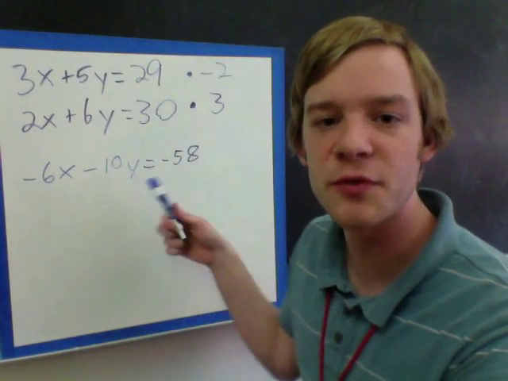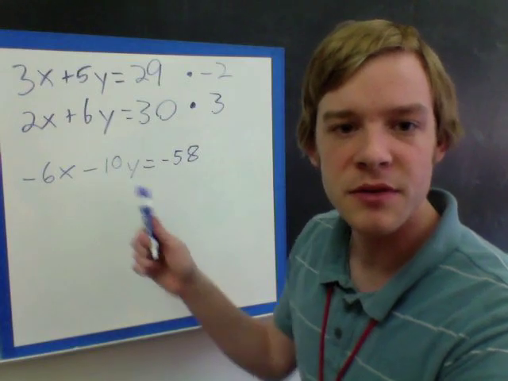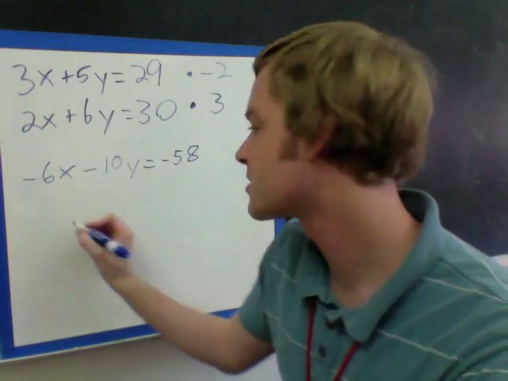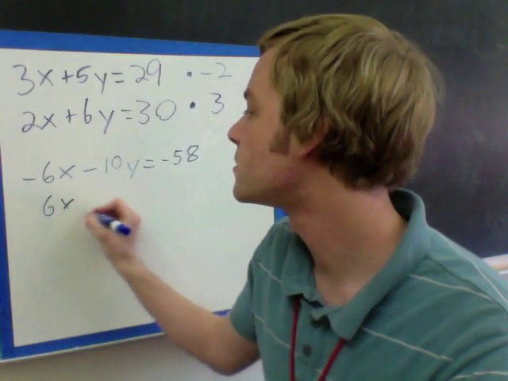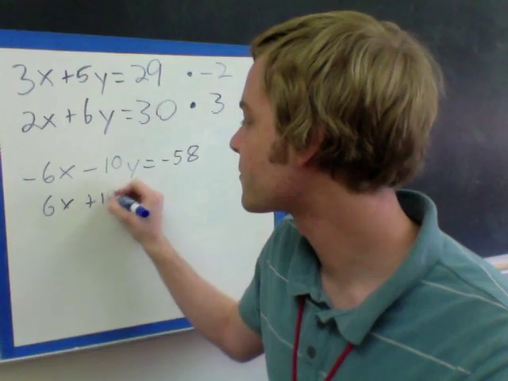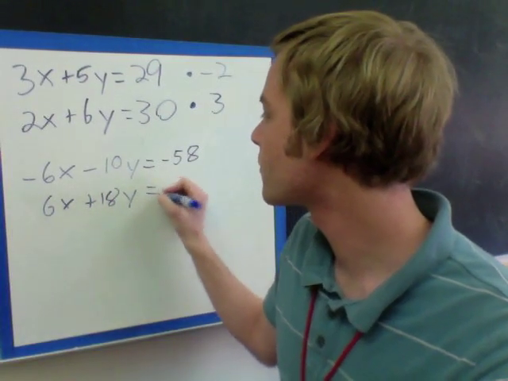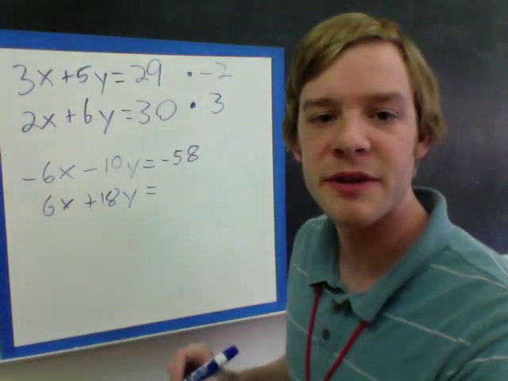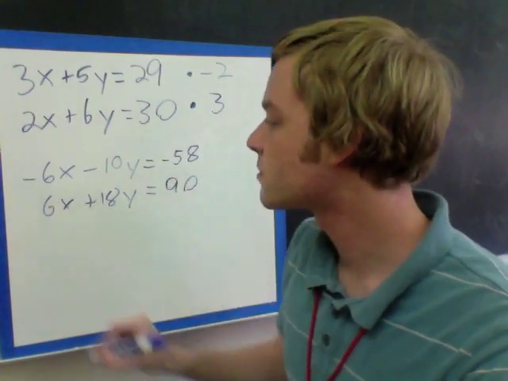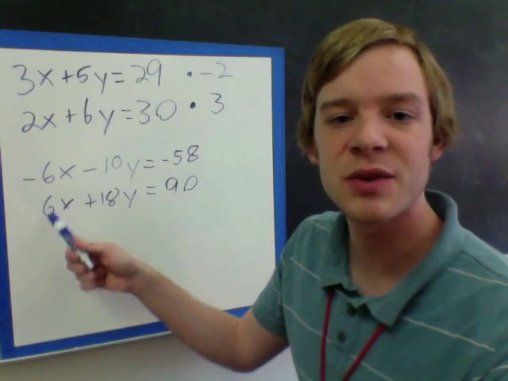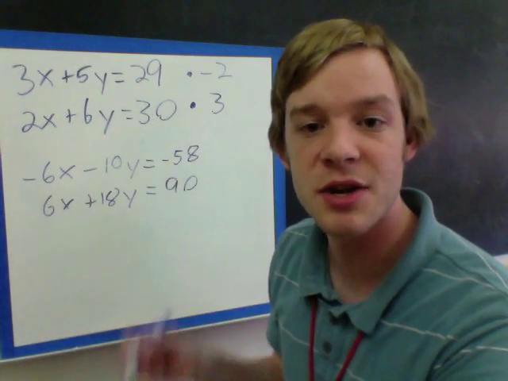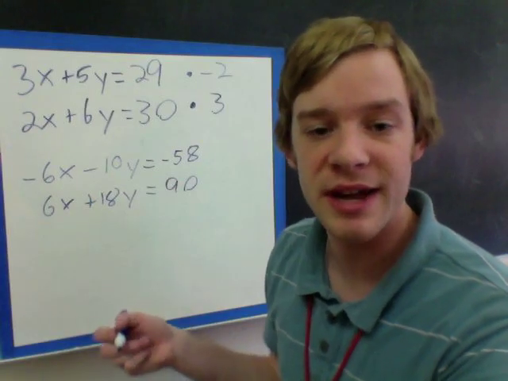So this is my new first equation right here. The second equation I'm going to multiply by 3, and so I'm going to get 6x plus 18y, and then 30 times 3 will give me 90. So now, you see here we've got a pair of opposite terms. We've got negative 6x and positive 6x, which means we can go ahead and actually eliminate.